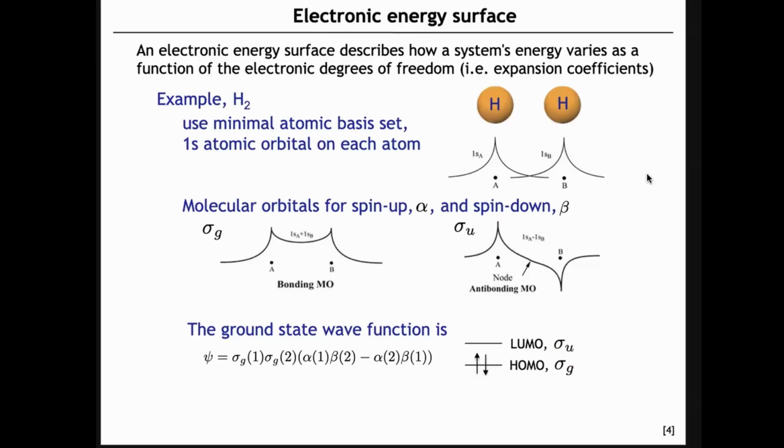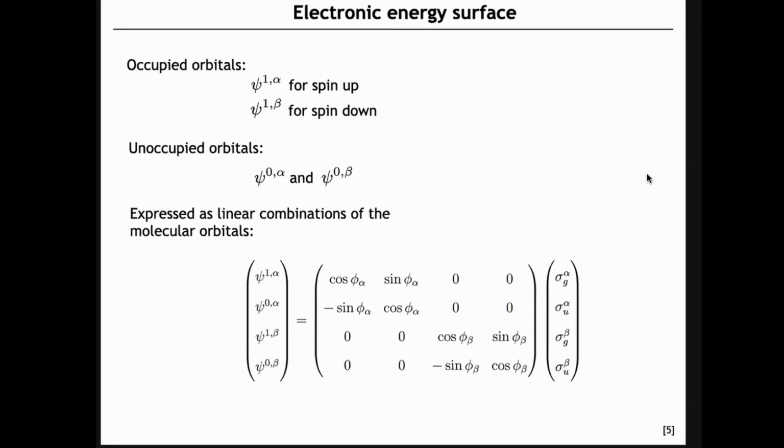Now, we can form in total 4 wave functions because there are 2 molecular orbitals, spin up and spin down. And we're going to put an electron in 2 of those. Let's call those psi1 alpha for spin up, psi1 beta for spin down. And then there will be 2 unoccupied orbitals. These 4 orbitals can be written as a linear combination of the bonding and antibonding with spin up and the bonding and antibonding with spin down.